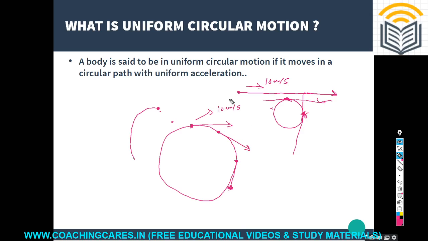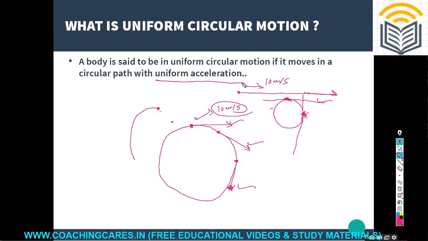So suppose this is moving with a uniform velocity of 10 meters per second. So there is no acceleration? But if you notice, each and every point has a different direction. Here the direction is different. Here the direction of velocity has changed again. Here it has changed again. Because of the direction change, there is an acceleration, and the direction is changing uniformly in a circular path, so a uniform acceleration exists here. So we can say it is uniform circular motion.